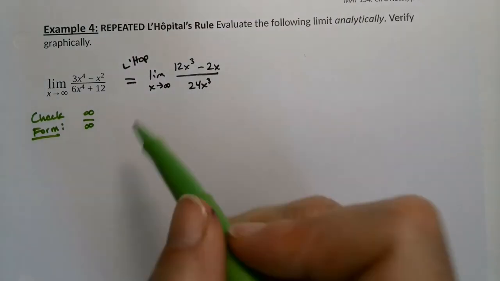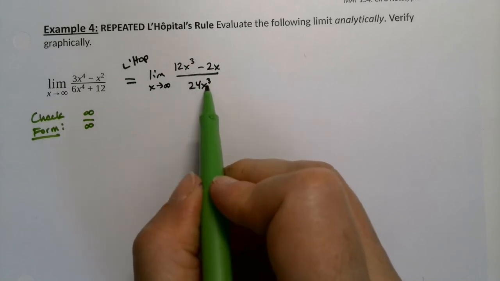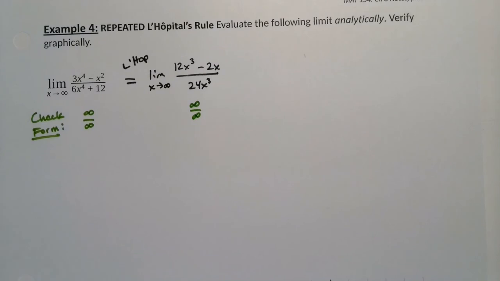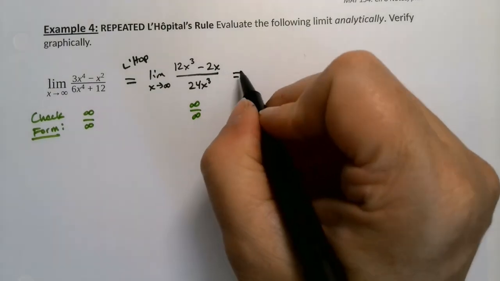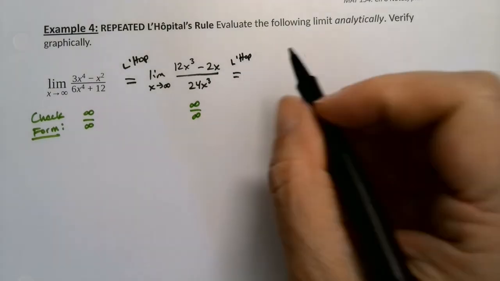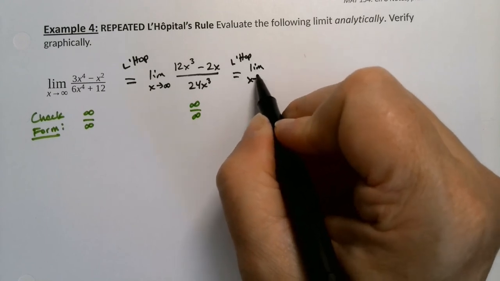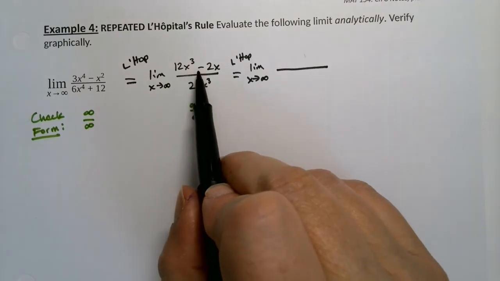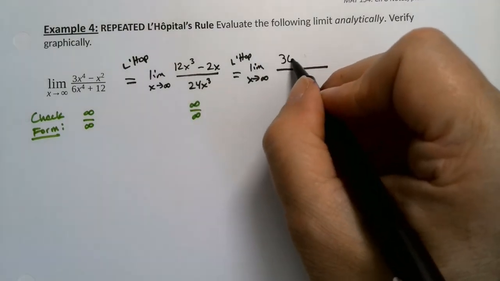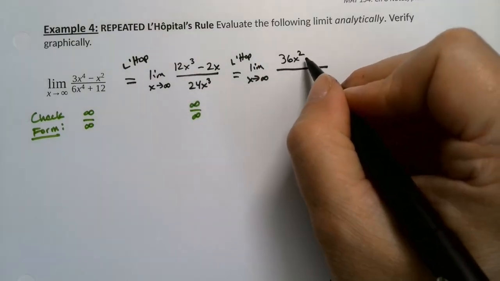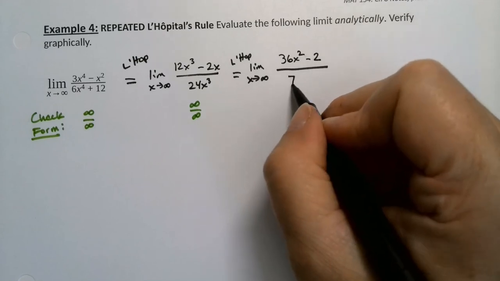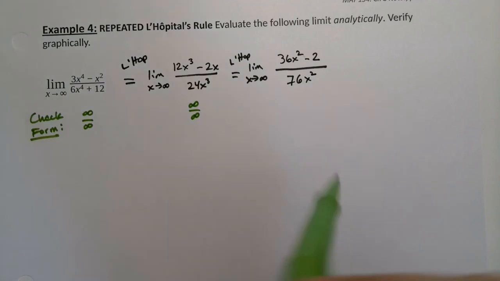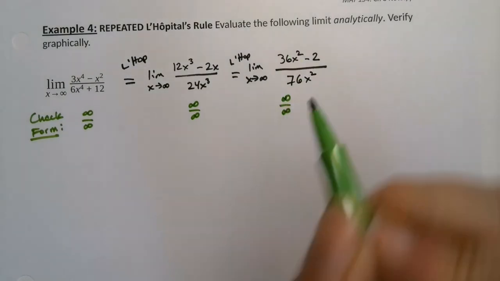Okay, well, if I put infinity there, it's infinity over infinity still. Okay, let's go again then. L'Hopital's rule. All right, so little L'Hopital's over here. Limit as x goes to infinity of, all right, derivative would be 36x squared minus 2 over 72x squared. That is still infinity over infinity form.